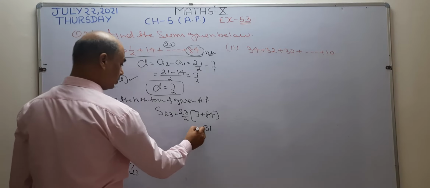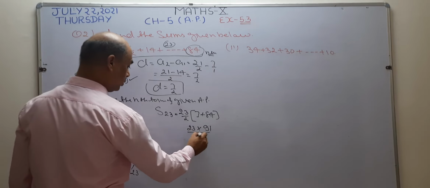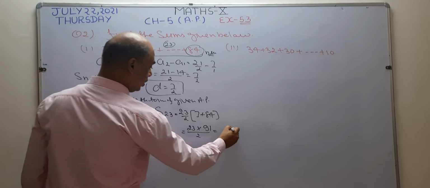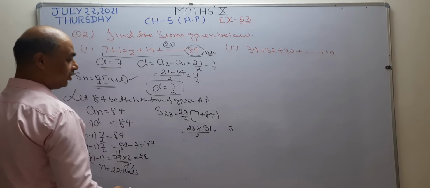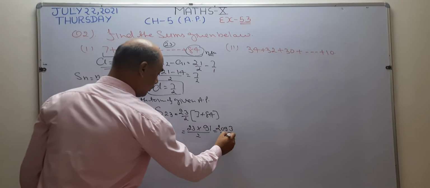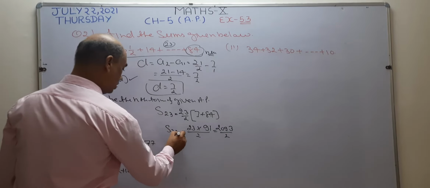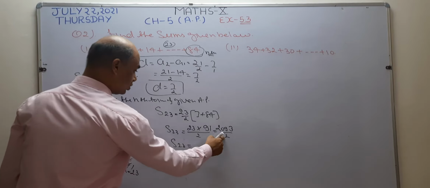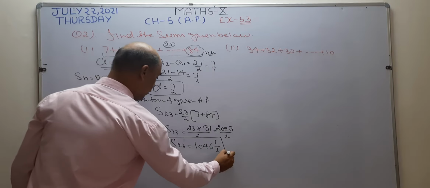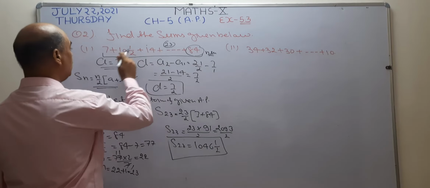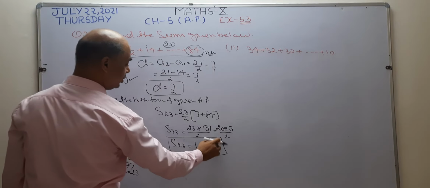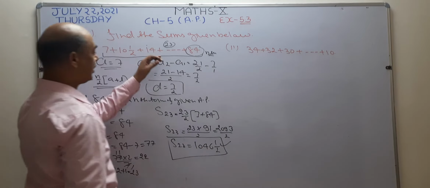Okay? Now this is going to be 23 upon 2. Now multiply 23 by 91. 23 ones are 23, 2 is left. 23 nines are 207. 207 plus 2 becomes 209 upon 2. So this is going like this: 2 ones are 2, 0, 2 fours are 8, 2 sixes are 12, and this one. So the sum of the first 23 terms, or the sum of the given sequence, is 1081. This is the answer of the first part of the question.